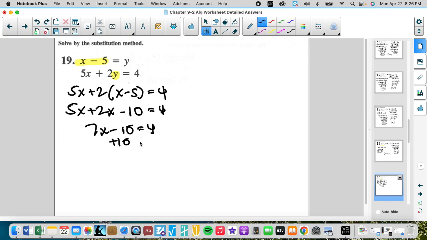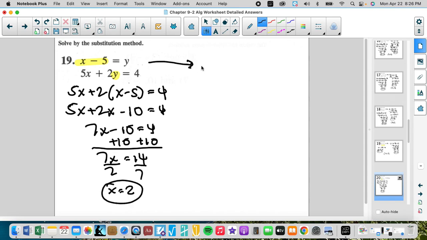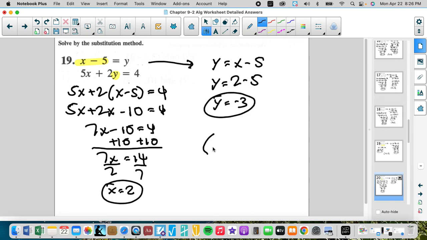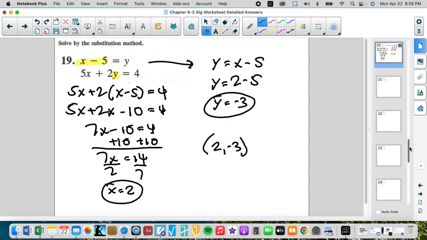Let's add 10 to both sides. 7x equals 14. Divide by 7, divide by 7. X equals 2. Let's take this equation. Y equals x minus 5. We say y equals 2 minus 5. Y equals negative 3. 2 comma negative 3. That wasn't harder.